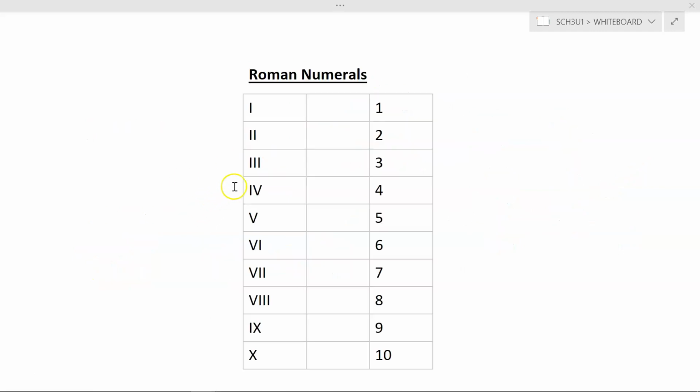Now for this naming system, you do need to know your Roman numerals. So 1 stick is a 1, 2 sticks is 2, 3 sticks is 3, but a V represents 5. So 1 stick before the V is a 4, 1 stick after the V is a 6. Now, you really only need to know up to 5 for this course. Past 5 I'm not super concerned about, but just make sure you know the first 5.